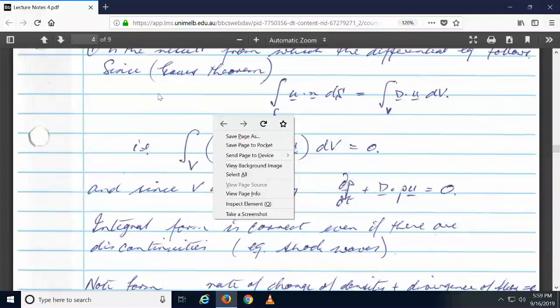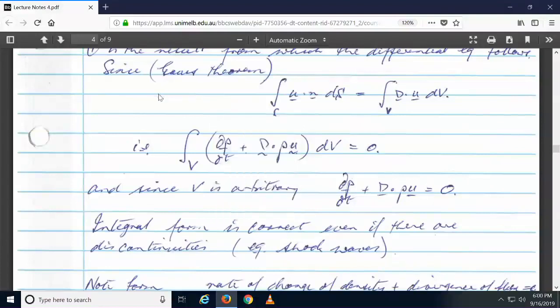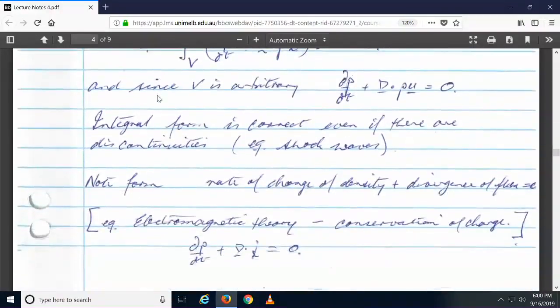If I had a shock wave, the density here is rho 1 and the density here is rho 2, and the shock wave in classical form is a discontinuity. But the integral equation doesn't care about the fact that it's not differentiable. The differential equation would. So the conservation law in integral form is always correct. The differential form is usually correct.